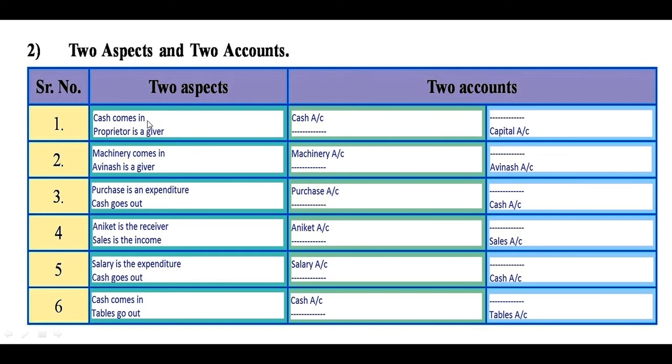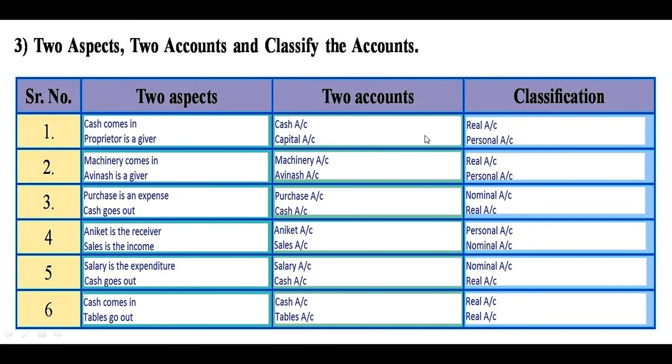So which two accounts are involved here? One is the cash account, second one is the capital account. Now, what are the types of these accounts? Cash is the real account, while capital is the personal account.